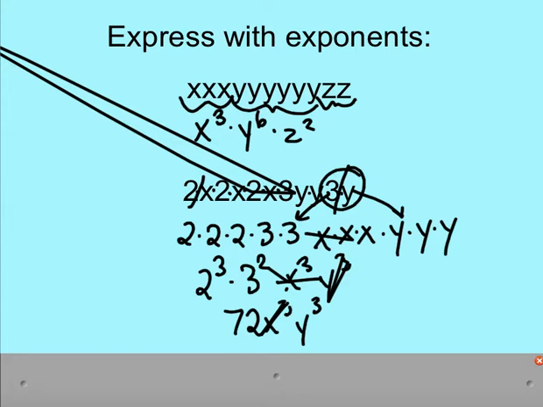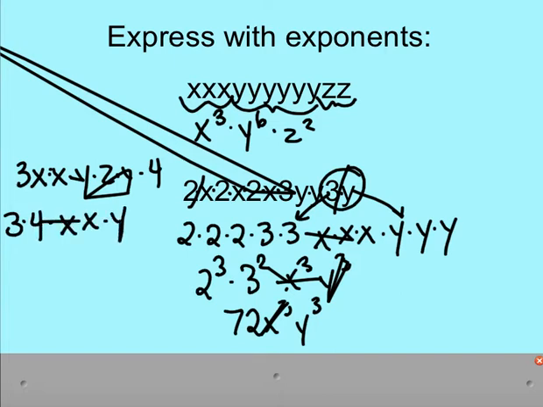To show another example, what if we had something like 3x times x times y times z times y times 4? Well, I could say I'm going to put my numbers together, 3 times 4 times x times y times z. I just rearrange them. And then I can say, well, that's 12 x squared y squared z. Okay? Move them around and then show them with exponents.